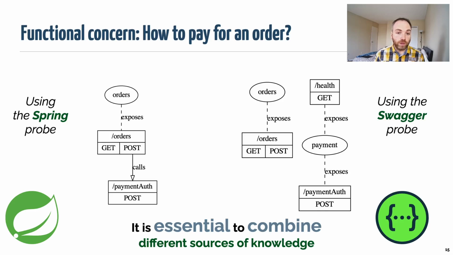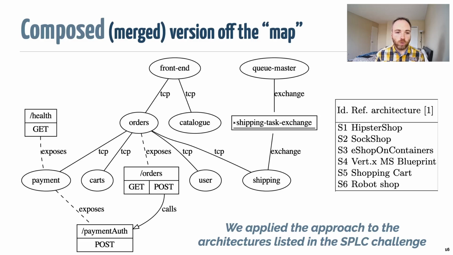If you use the Spring probe, which is basically analyzing Java code, we can extract information about how the order service exposes a given REST route and how this route is calling another REST route. And if we're using the Swagger probe, it gives us information about the contracts of the different microservices and the different routes they're exposing. Based on those two pieces of information, it's now possible to understand how the order and payment services are interacting together. And we can compose this information to create the map that answers our very specific question when we're trying to explore the architecture.